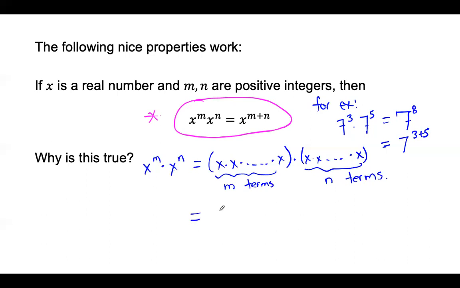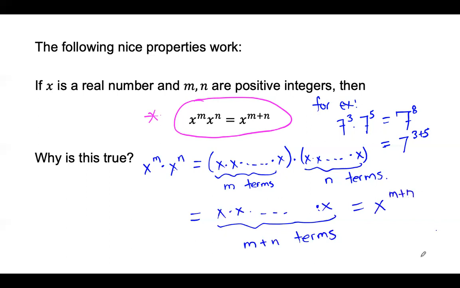So we have essentially x of these. And you're going to see there's m terms and n terms. So there's going to be m plus n terms in general. So this is why it's going to be x to the power m plus n. So this is why essentially this expression holds.